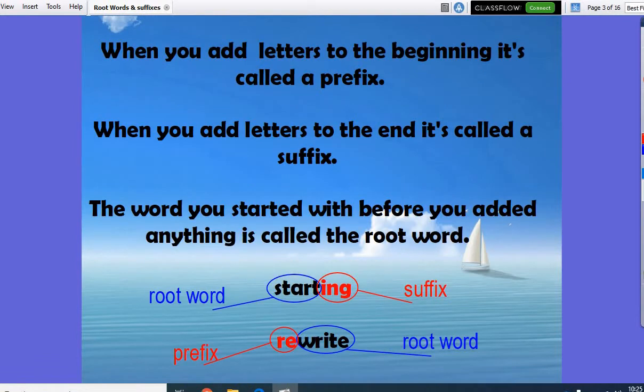When we add letters to the end of a word, it's called a suffix. So like in starting, ing was our suffix because we added letters to the end. So whatever you add to the end is your suffix. And then whatever you add to the beginning, if you add anything to the beginning, is called a prefix. That's when we add it to the beginning. And then of course the word that you started with, remember, is called a root word.